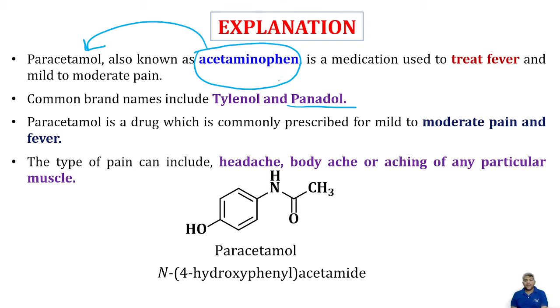Tylenol and Panadol are the common brand names of paracetamol, which is a commonly prescribed drug for mild to moderate pain and fever. The pain includes headache, body pain, and any ache in the muscles. This is the typical diagrammatic representation of the structure of paracetamol. You are able to see the hydroxy group at the 4th position. This is the first carbon, second, third, fourth, fifth and sixth carbon. This is the phenyl ring, and this is the acetamide group: the acetyl group and the amide group. So the IUPAC name of paracetamol is 4-hydroxyphenyl acetamide.